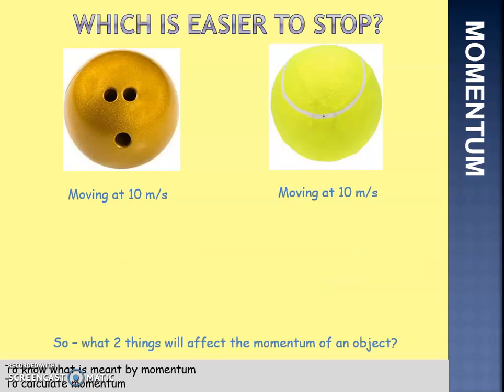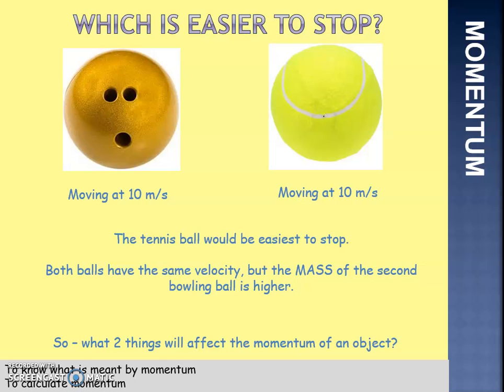Okay, so we've got another 2 objects here, a bowling ball moving at 10 meters per second and a tennis ball moving at 10 meters per second. Which one of those 2 would be easiest to stop? Pause the video whilst you write your answer. Okay, the tennis ball would be easiest to stop. And this is because both balls have got the same velocity, but the mass of the bowling ball is higher. We would say the bowling ball has got more momentum.